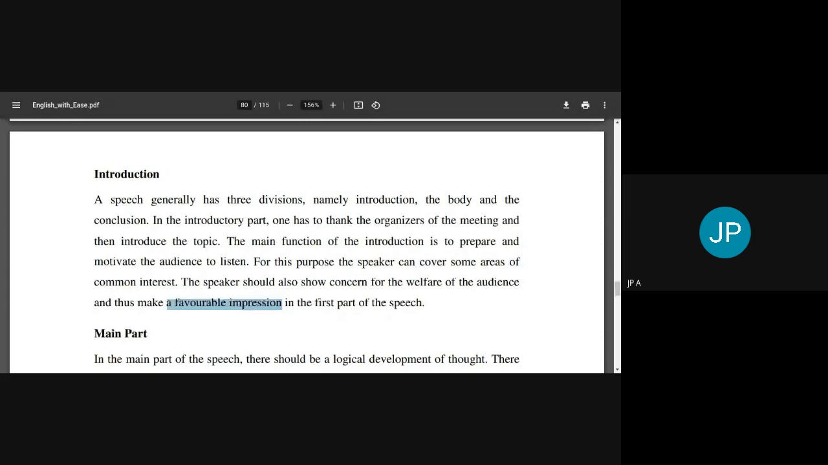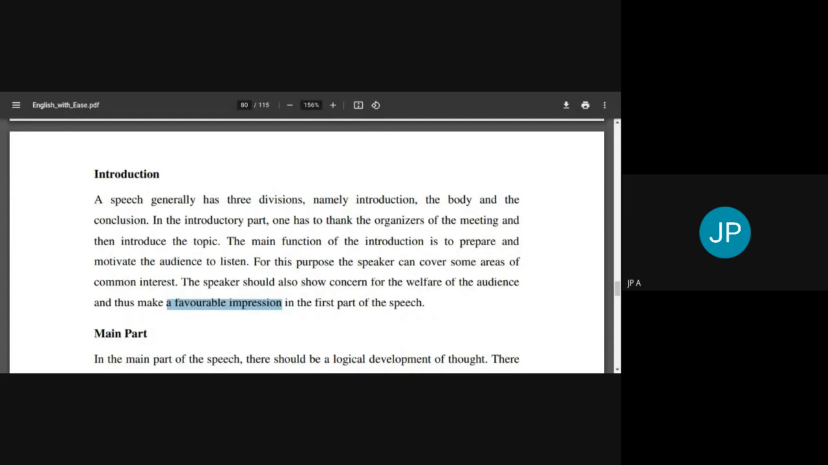So the introduction is very important. The introduction should be done in such a manner that people are interested to listen further to you. ആദ്യമേ തന്നെ നമ്മൾ ഭയങ്കര ബോറിംഗ് ആയിട്ടാണ് ചെയ്യുന്നതെങ്കിൽ people will not continue to listen to you.